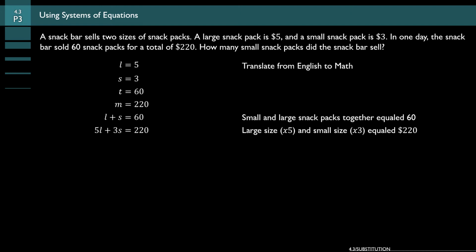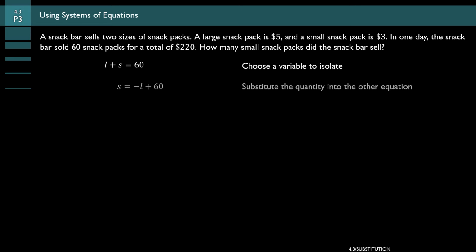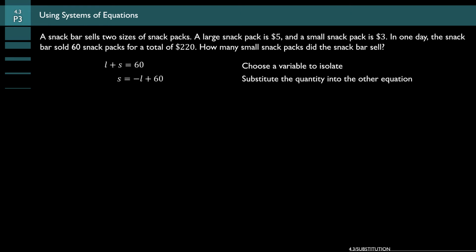So the next part of this would then be to take your two equations and figure out which variable of the L, S, 5L, and 3S you want to isolate. I've chosen to isolate for the S. That means that I'm going to move the L to the other side, and I'm going to end up with S equals negative L plus 60. So I'm going to take that quantity of negative L plus 60, which I know is equal to S, and I'm going to substitute that into the other equation for the S.